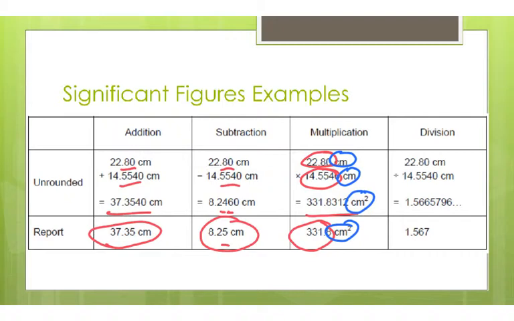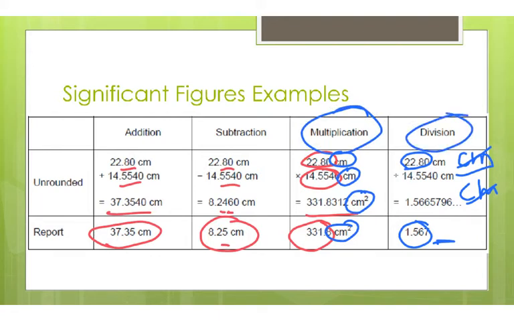Same thing with division. 4 significant figures is our lowest, and therefore our answer is in 4 significant figures. Notice the answer is reported with no unit. Why would that be? When you take a centimeter divided by a centimeter, those centimeters will cancel out. So keep in mind when you're multiplying and dividing, you need to change the units. Let's do some more practice on the next slide.